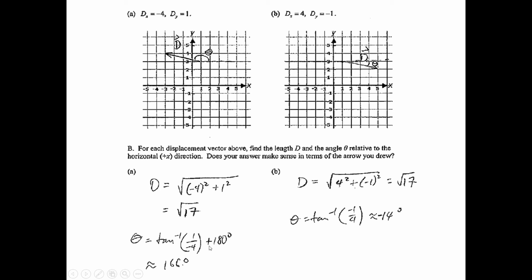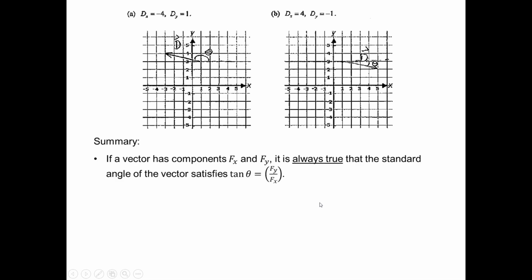I also have to add 180 degrees to get another solution that my calculator doesn't give me, and that gives 166 degrees. That makes sense, right? It's a little bit less than 180 degrees. So those are the two solutions there. I know that's a little bit complicated. There are other ways to do this as well, but this is probably the most common way to do it.